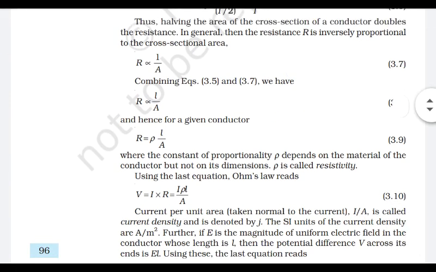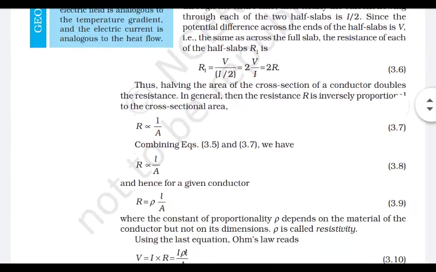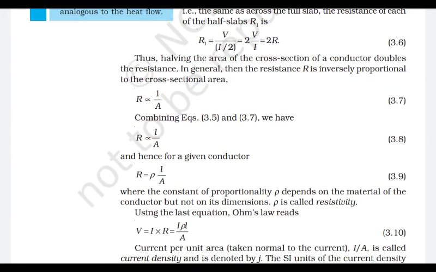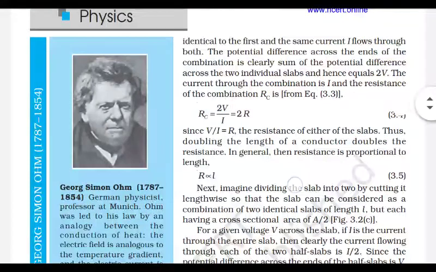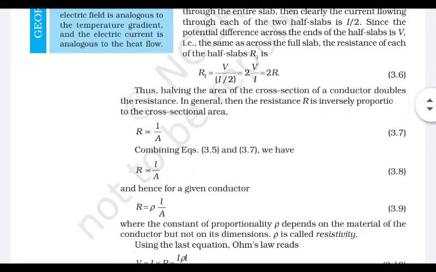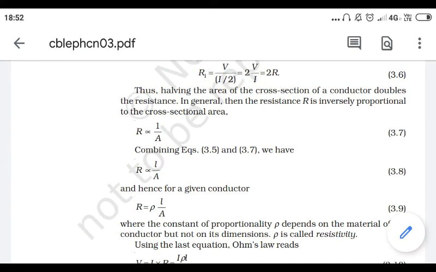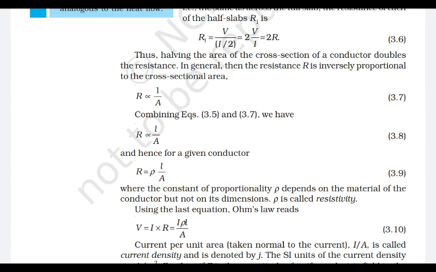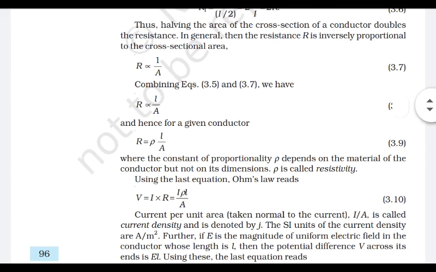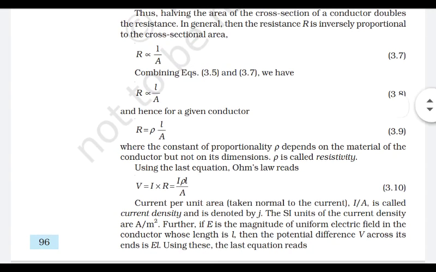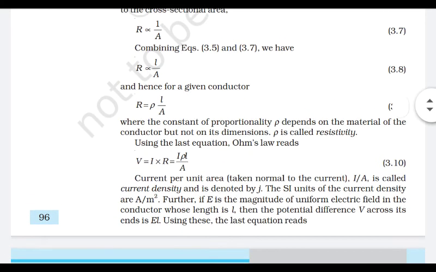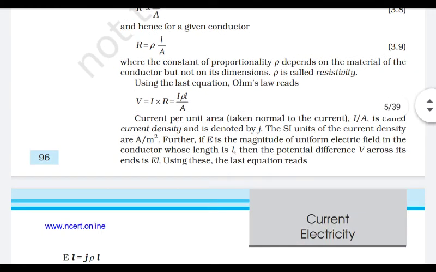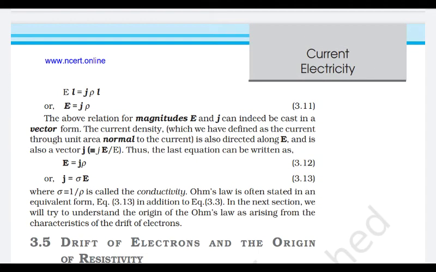Okay. Yesterday we studied Ohm's law and how the resistance is directly proportional to the length of the conductor, and inversely proportional to the cross section area of the conductor. So after combining this, we got R proportional to L upon A, and R is simply equal to rho L upon A, where rho is called resistivity. The physical parameters on which resistance depends are the length of the conductor and its cross section. This all we studied yesterday.